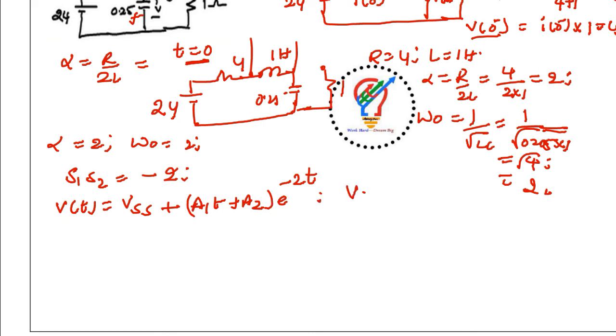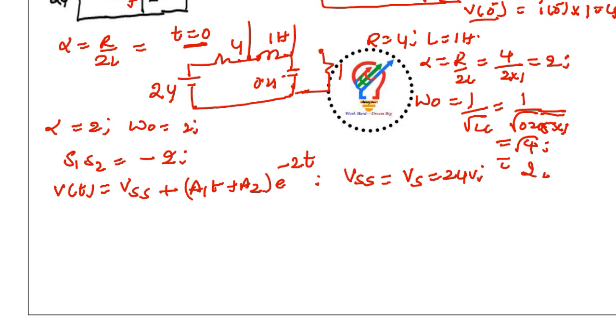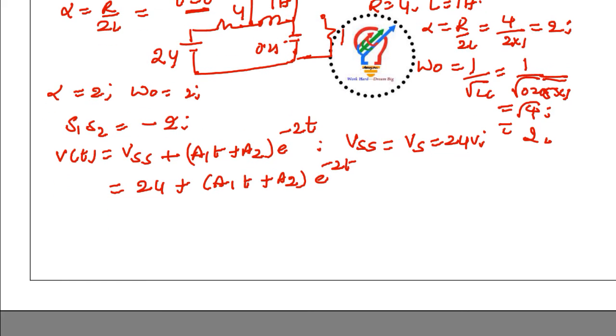VSS, as we see, is nothing but the open circuit voltage, which is 24 volts here. Now we will write the equation as 24 plus a1 into t plus a2 into e power minus 2t. So this is the actual equation, and we need to find the constants a1 and a2. So how are we going to find them?